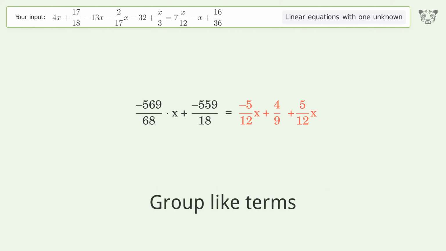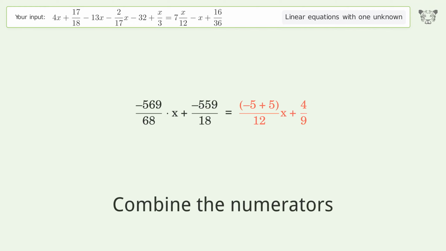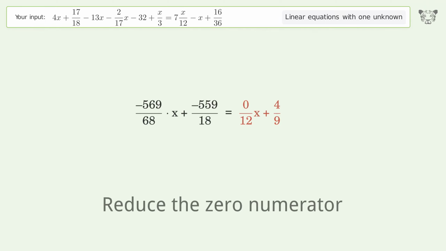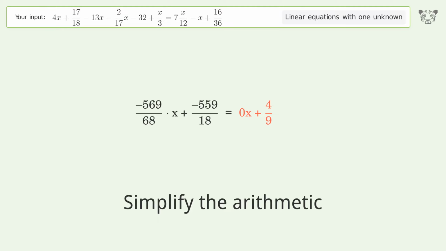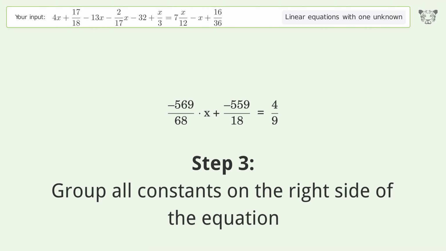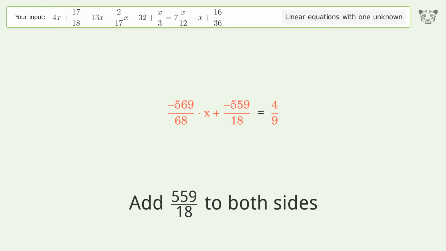Group like terms. Combine the fractions. Combine the numerators. Reduce the zero numerator. Simplify the arithmetic. Group all constants on the right side of the equation. Add 559 over 18 to both sides.